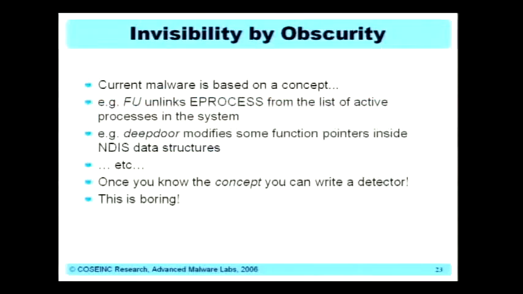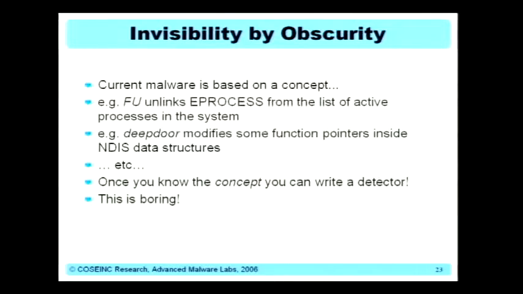Okay, so let's go to part number 2, which is about abusing SVM technology for creating undetectable malware. What we have today in the rootkit field is something I call invisibility by obscurity. For example, FU by Jamie Butler works by unlinking some kernel objects from some kernel lists, which makes them unavailable for the kernel.